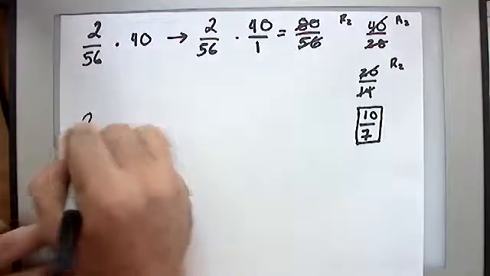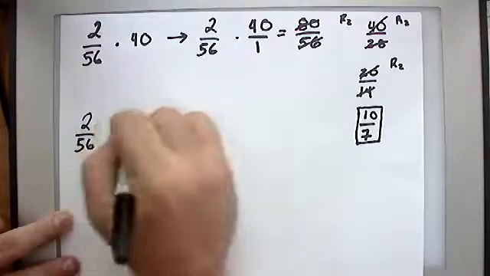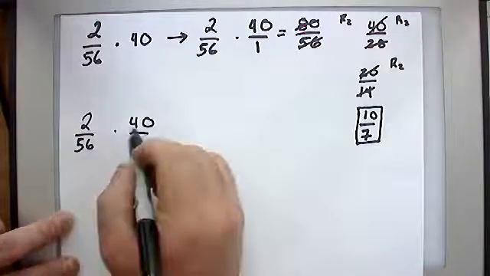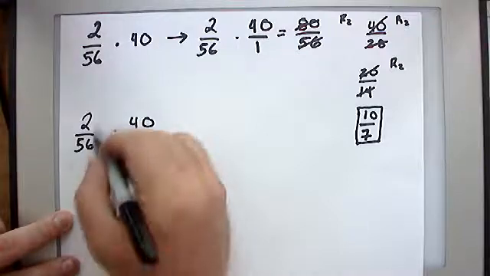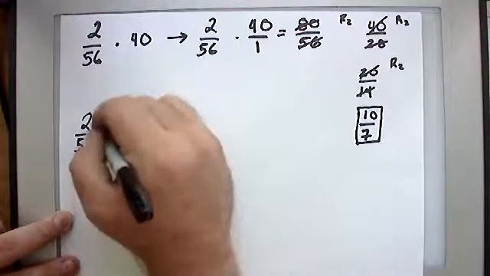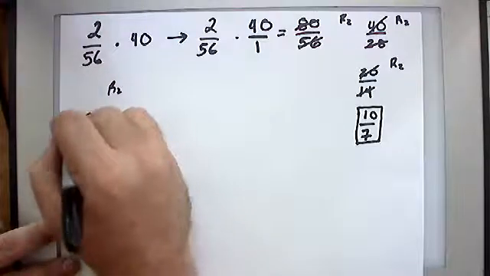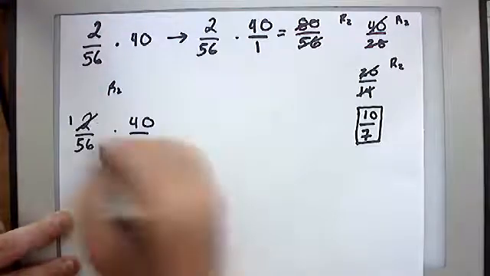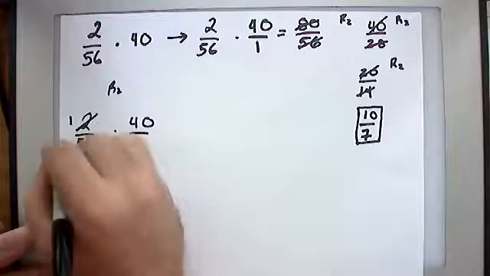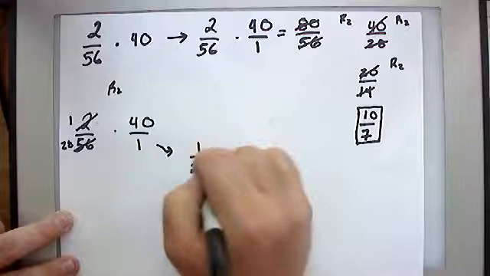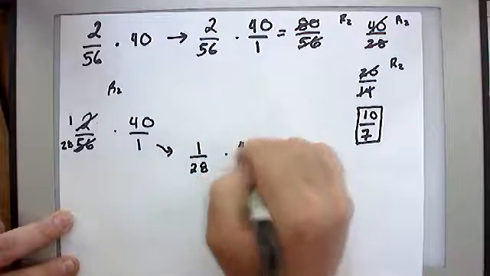Now, what if we wanted to do this with cross-canceling? So I had 2 over 56 times 40 over 1. And I didn't want to just multiply it all, and I wanted to do a little reduction in the problem itself. Well, same thing, right? You look at 40 and 56, or 2 and 56. We'll do 2 and 56. And you can reduce by 2. 2 goes into 2 once. 2 goes into 56 28 times. So what we have now is 1 over 28 times 40 over 1.